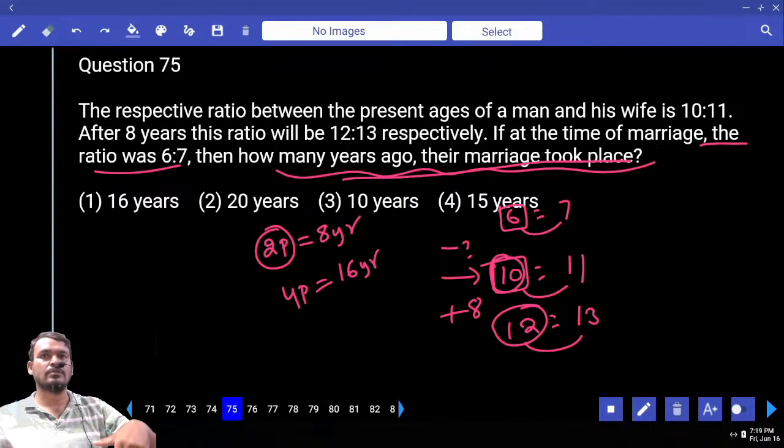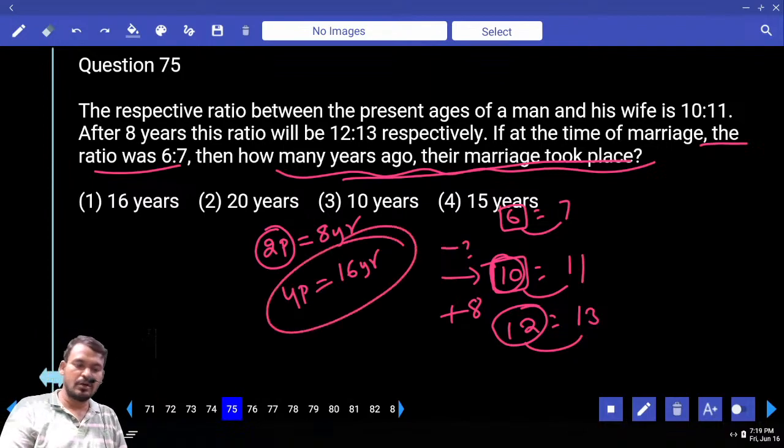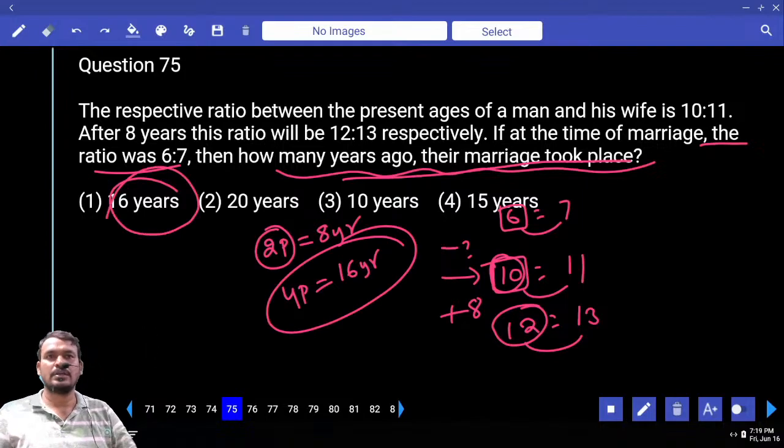Present to future, how many parts are increased? 2 parts. But present to past, how many parts are decreased? 4 parts or not? Okay. What is the 4 parts value? 16. Means how many years back was the ratio? 16 years back ratio.